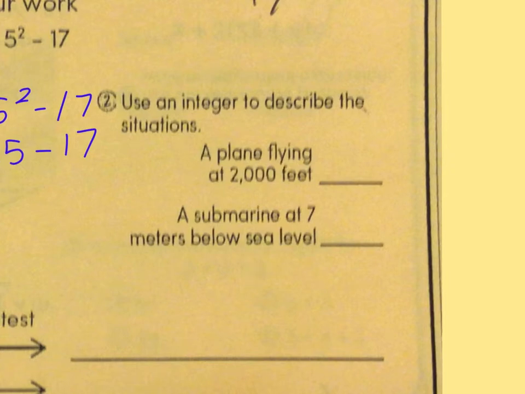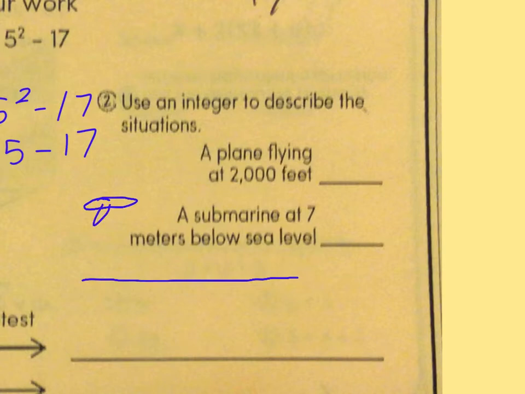Now we're going to look at this one. Use an integer to describe the situation. A plane that's flying at 2,000 feet. If you look at the ground, it is 0. So if I wanted to draw a picture of this, here's the ground, right? And 2,000 feet, well, I'm going to do my best at drawing an airplane. I'm not that good. Okay, so there's my airplane. It's 2,000 feet above the ground. So that would be 2,000 feet.